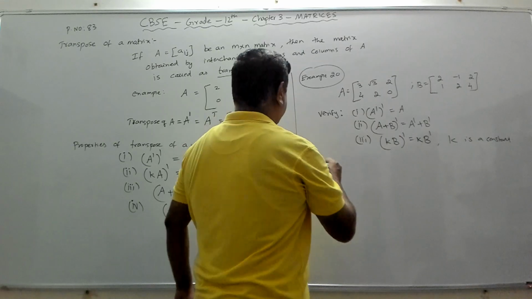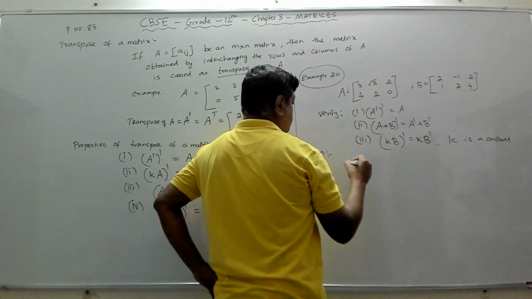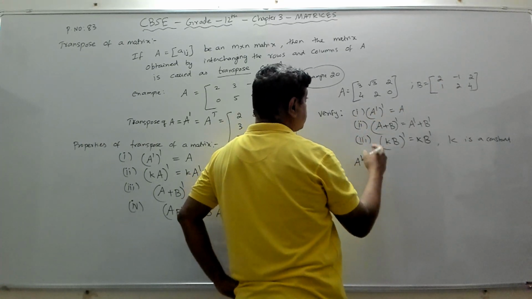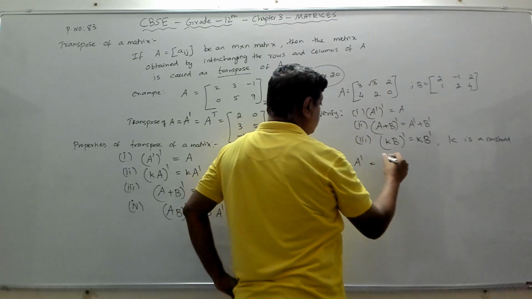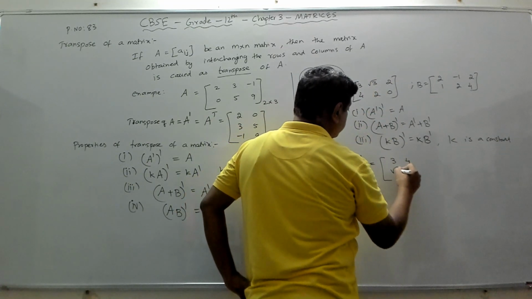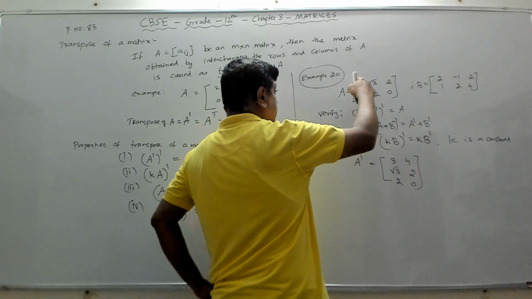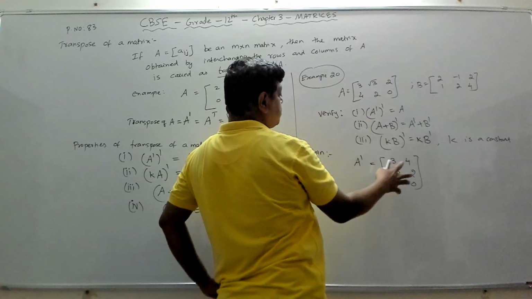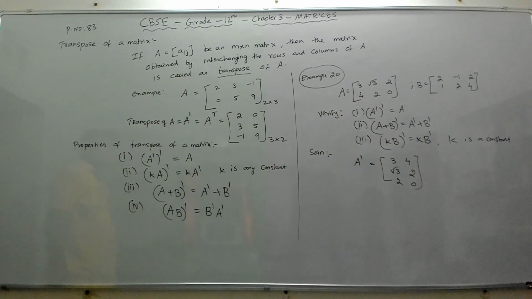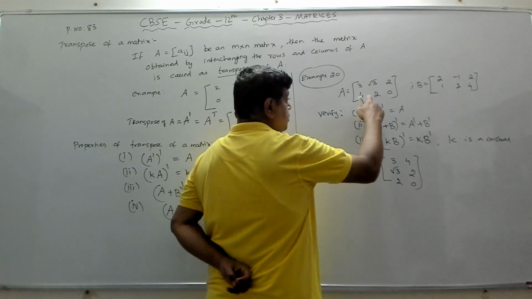That is the question. Now the solution: let's find A transpose first. What is A transpose? We have to prove (A transpose) whole transpose equal to A. We have to interchange the rows and columns, so this will become 3, 4, 3, 4, root 3, 2, 2, 0. I have interchanged the rows and columns, and written the matrix. That is called the transpose of the given matrix, which is A transpose.